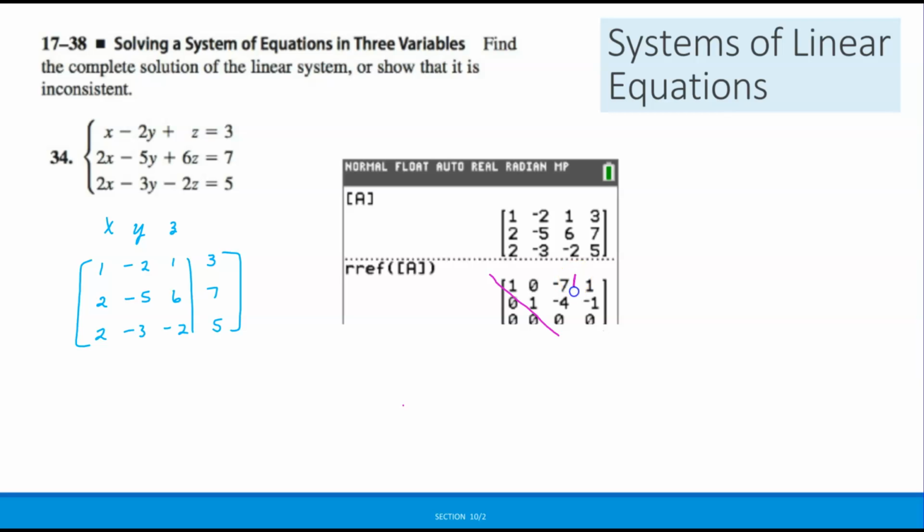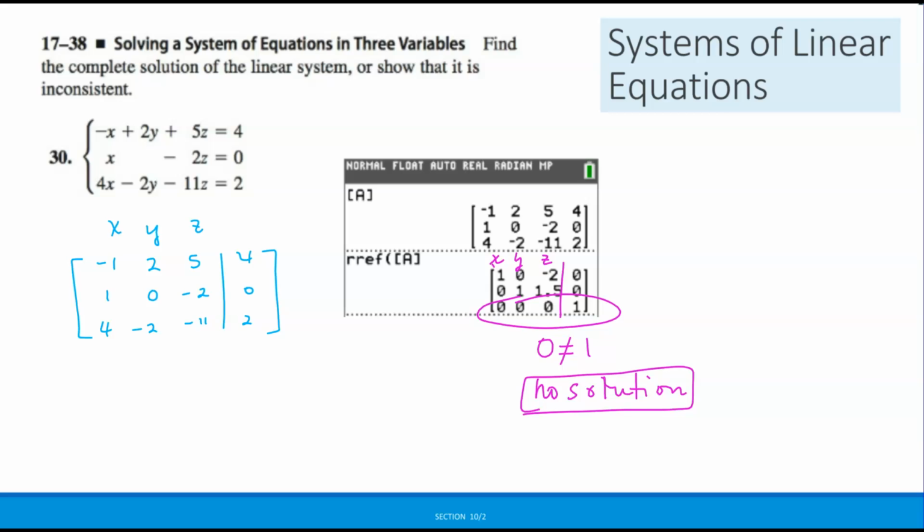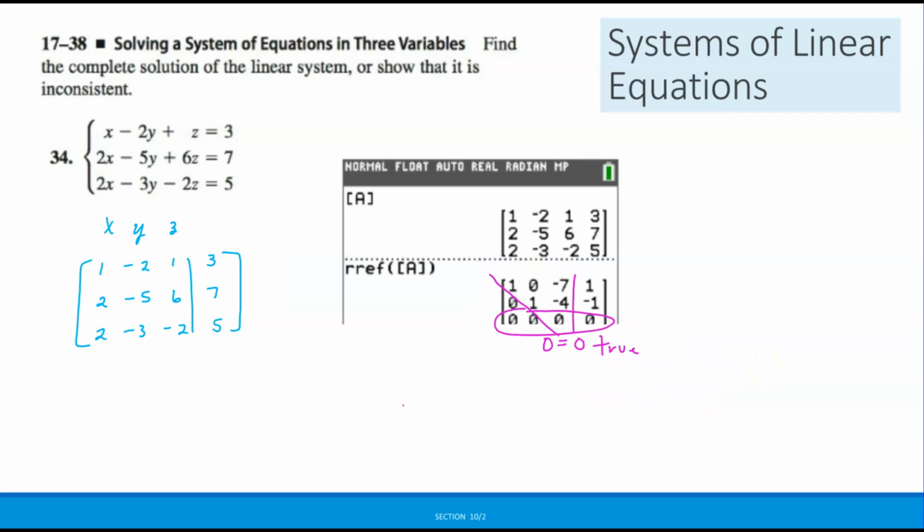Okay, so in this case, what kind of solution do we have? If again we look at that last row, we get 0 equals 0. This is a true statement. In the last example, we said 0 doesn't equal 1. That's a false statement. False statements say no solution. But true statements, 0 does equal 0. That's our infinite solution.